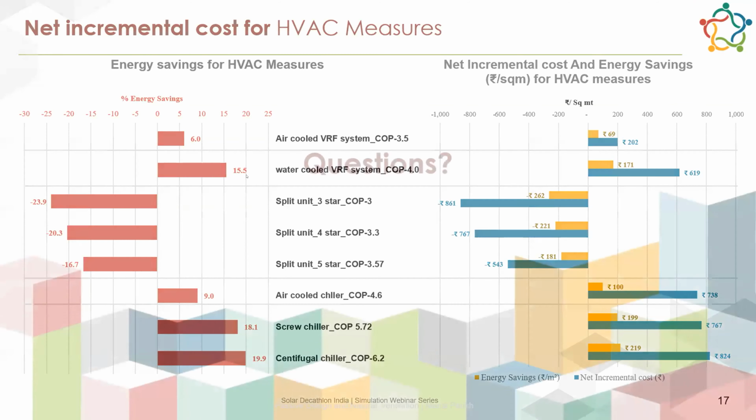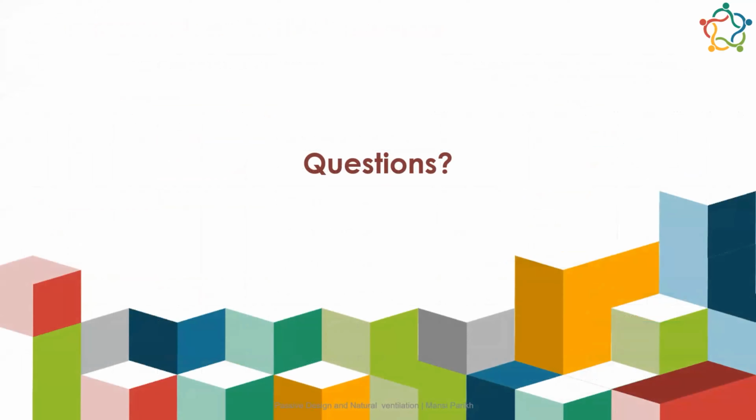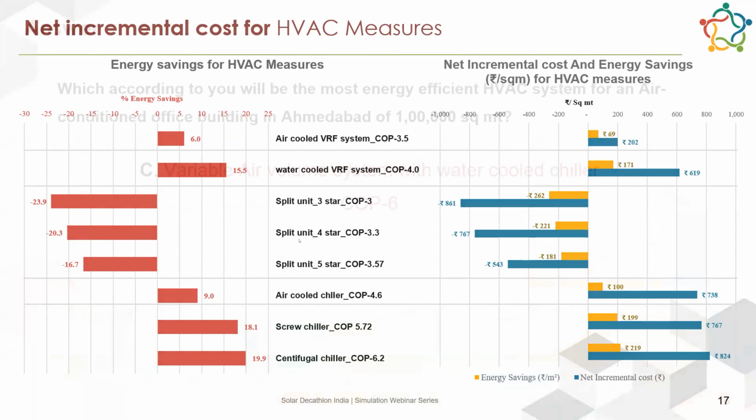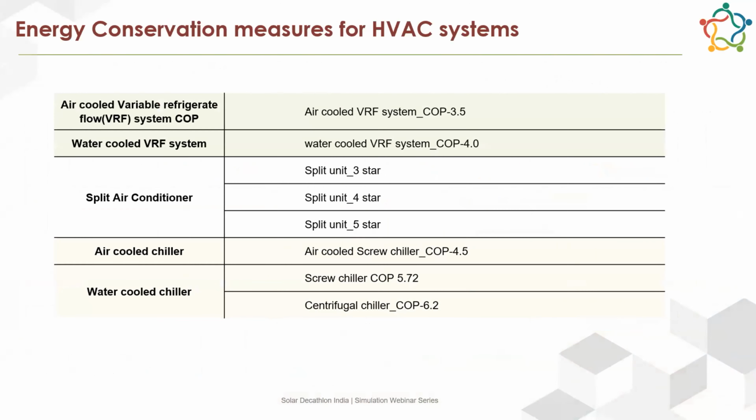So one question is, what is the U value of roof and wall in the base case? If you can go to your roof ECM slides, I think the roof U value was not clear.